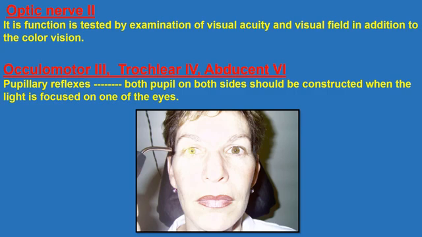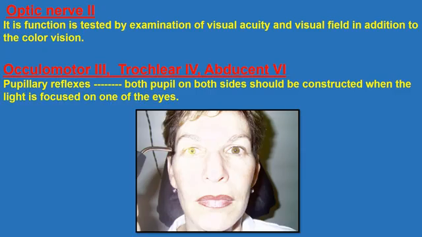The other cranial nerve is the optic nerve, which is the second cranial nerve, responsible for vision, and its examination is done using visual acuity and visual field, in addition to color vision tests. The other cranial nerves are the oculomotor, the third, trochlear, the fourth, and abducens, the sixth.